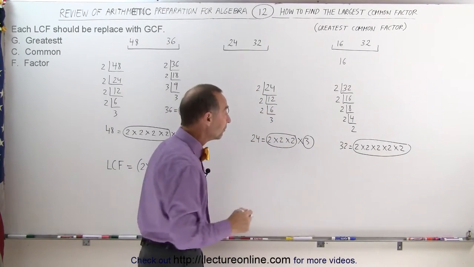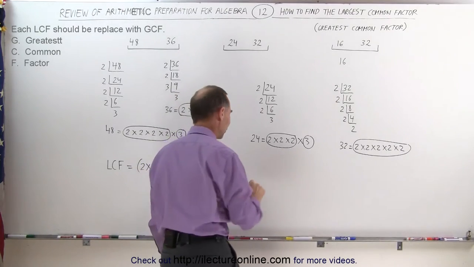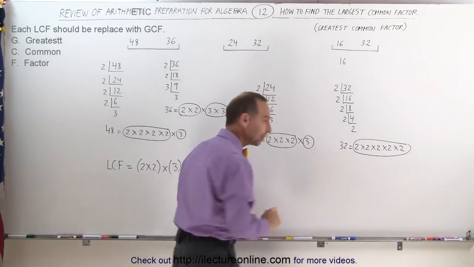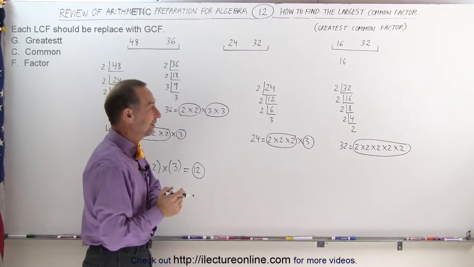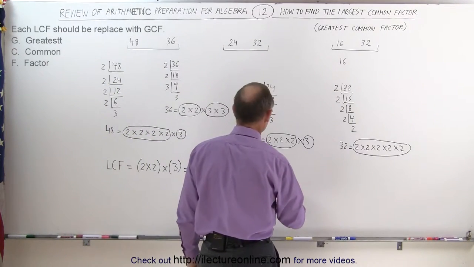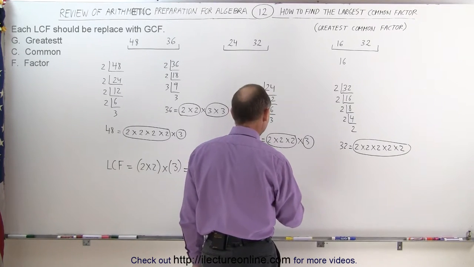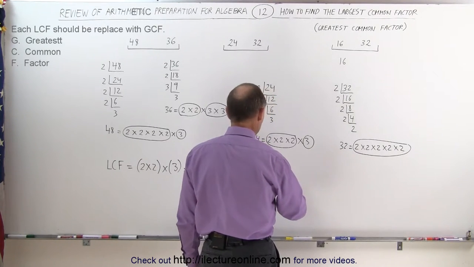Now, to find the lowest common factor, or I should say the largest common factor. We're not looking for the lowest, because what would be the lowest common factor? That would be the number 1. 1 is always the lowest common factor of all numbers. So the largest common factor, or the greatest common factor, is, well, let's see here.